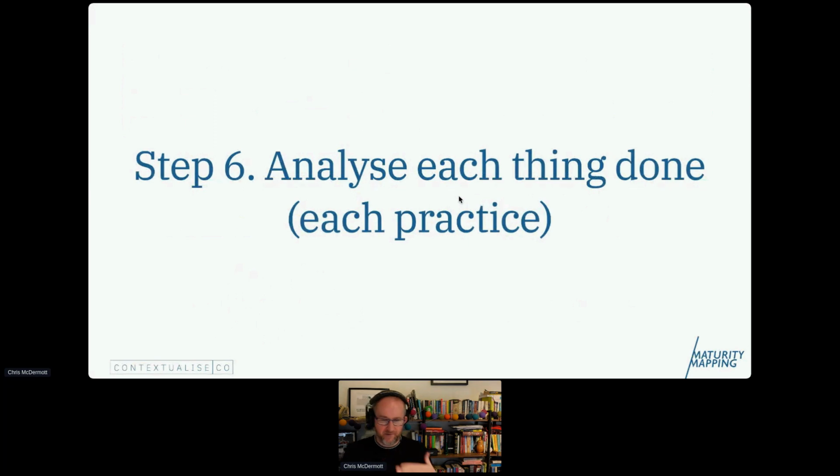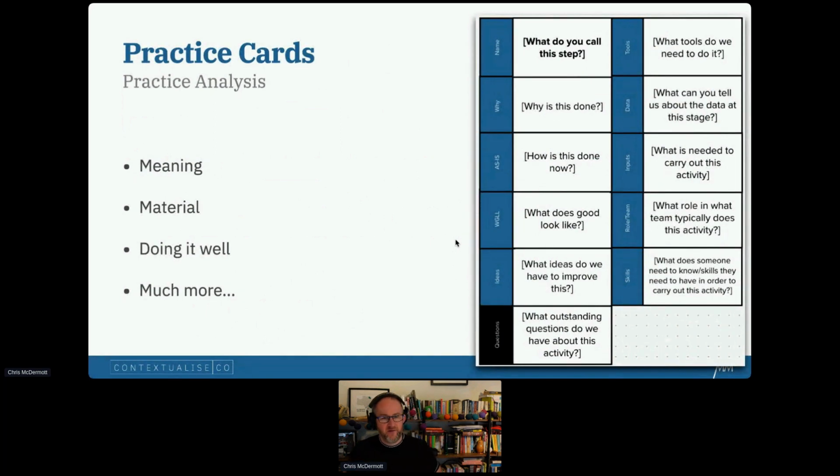But that's not enough. The next approach we take is to analyse each thing done, each practice that's done. So we know the things, but we want to maybe know how they relate, the various elements of the practice that people understand, and kind of what their taste is. What does good look like, and what aspirations do they have? So we've developed practice cards.